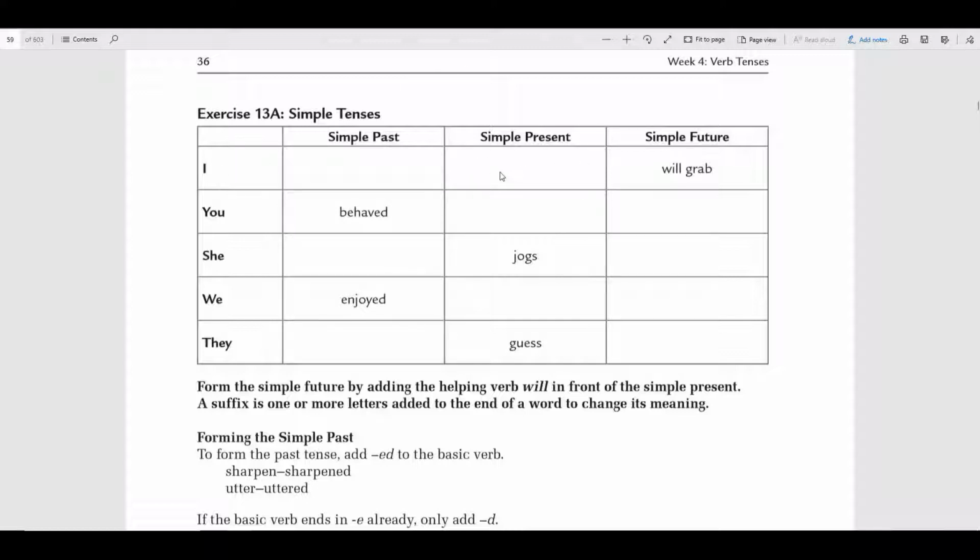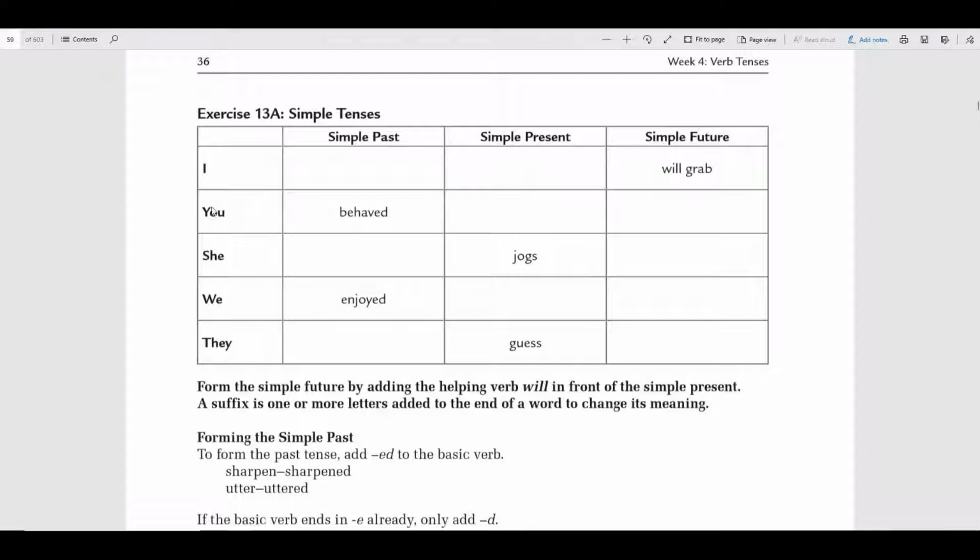What about I with simple present? I just plain grab. So this would be grabbed, grab, will grab. It's just showing you the past, the present, and the future. These are just simple tenses. In other words, these are just simple verbs. We'll learn that in a little bit.